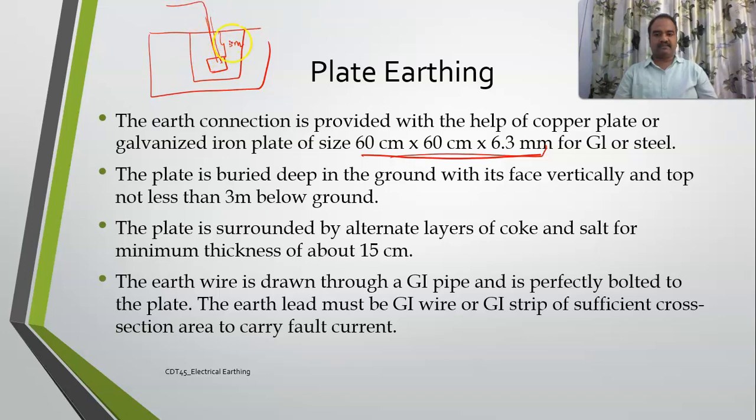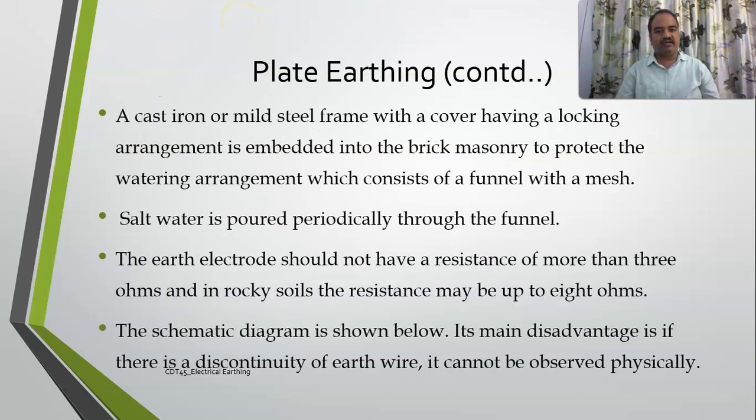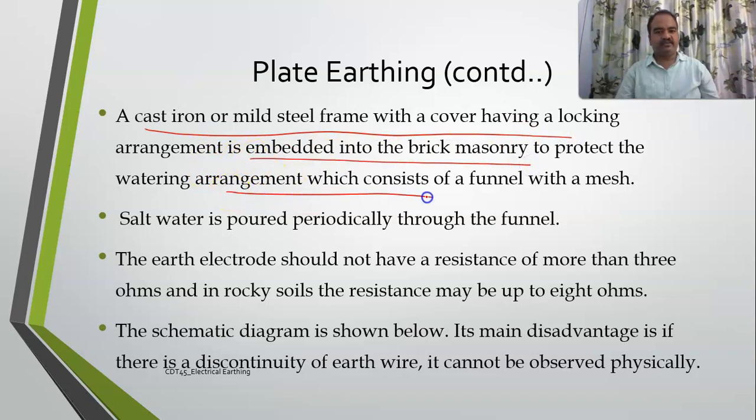This area will be filled with coke and salt. Coke means charcoal or something similar. A wire will be drawn through a GI pipe and is perfectly bolted to the plate. The earth wire must be a GI wire or a GI strip of sufficient cross-sectional area so that it can carry a good amount of fault current. Normally a cast iron or mild steel frame with a cover having a locking arrangement is embedded into the brick masonry to protect the watering arrangement, which consists of a funnel with a mesh.